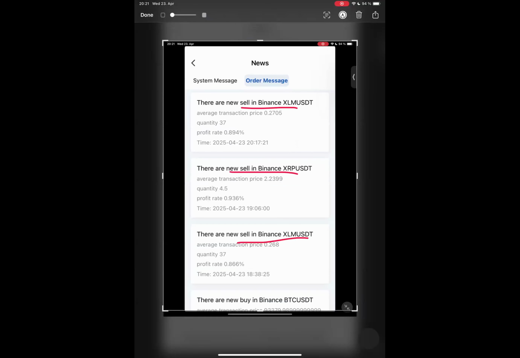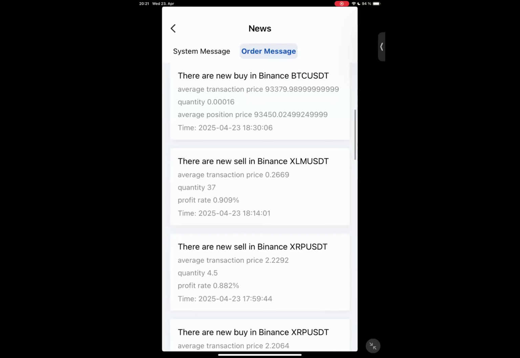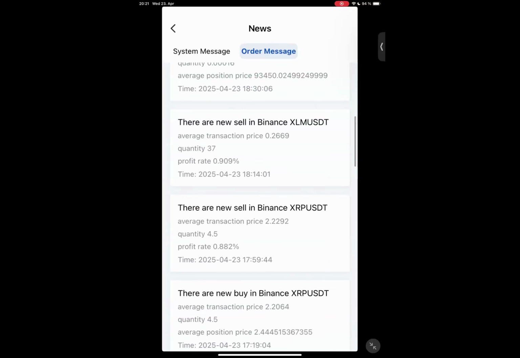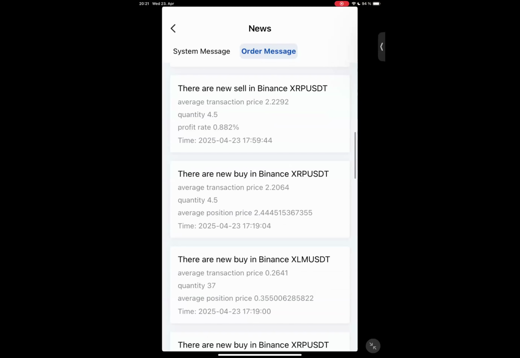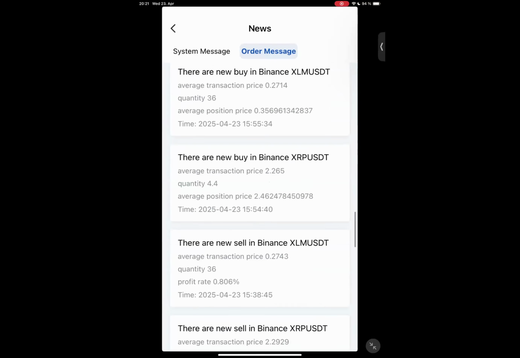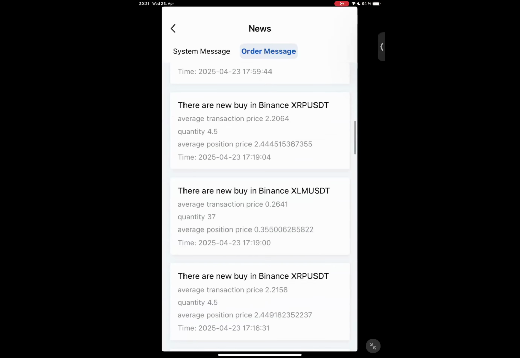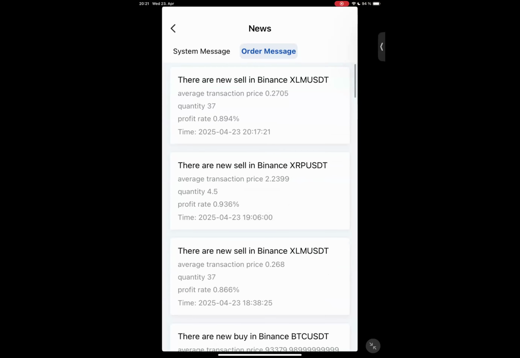So you can see there are sell again, then buy. So let's look at the history, the other message history. This is buy, sell again, buy. So you see, I'm able to get all these notifications. So this is how you'll be able to know whether your robot is working or not.